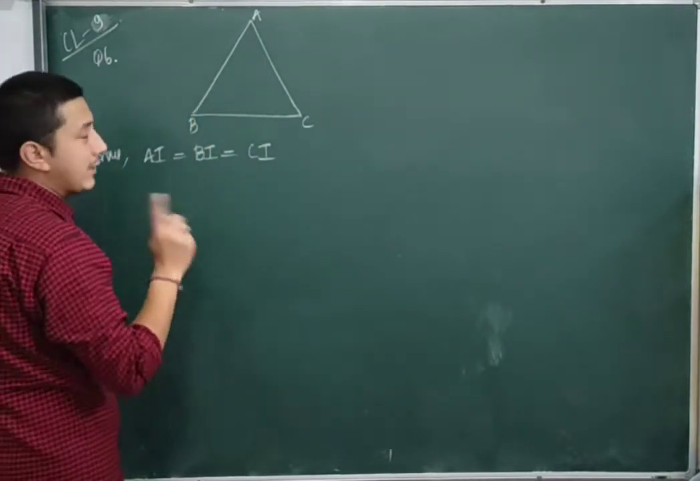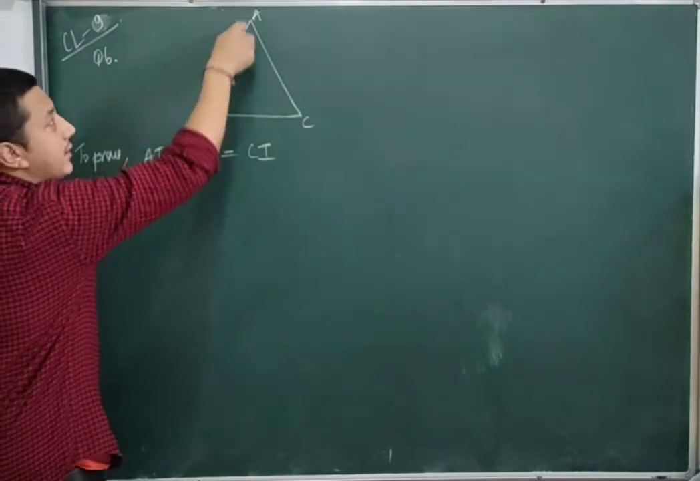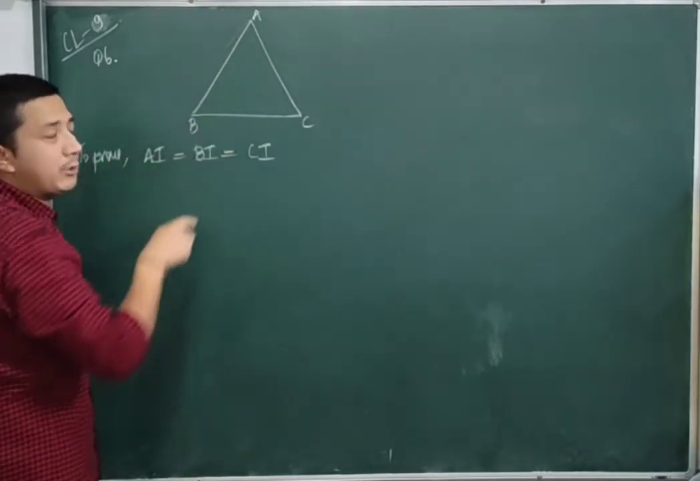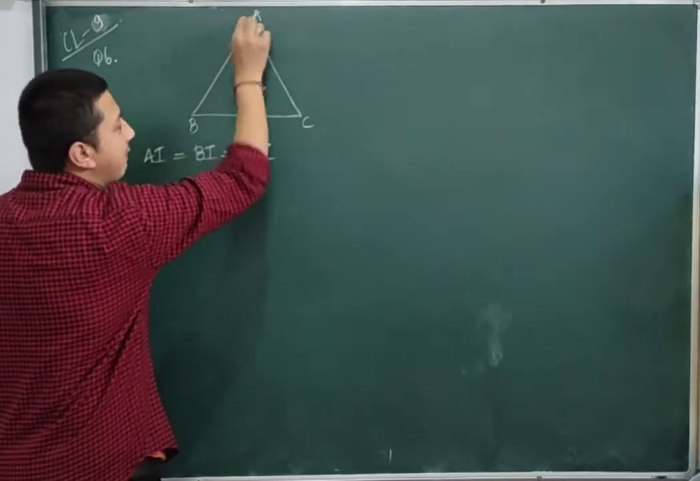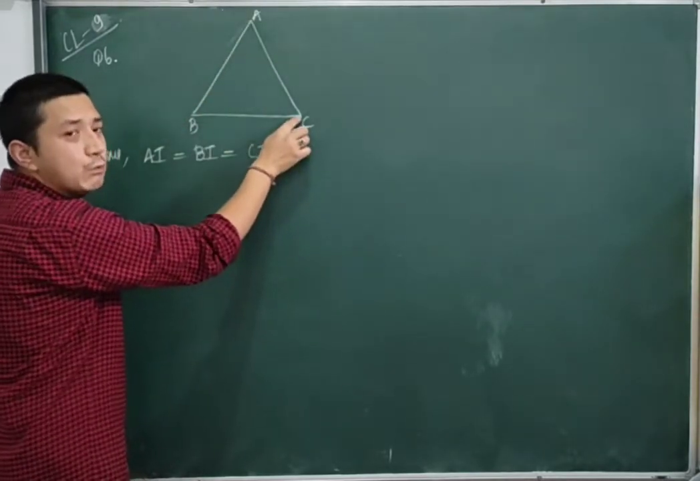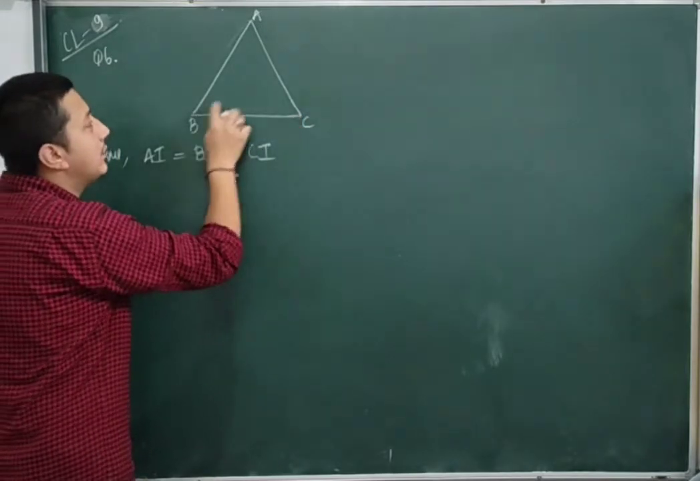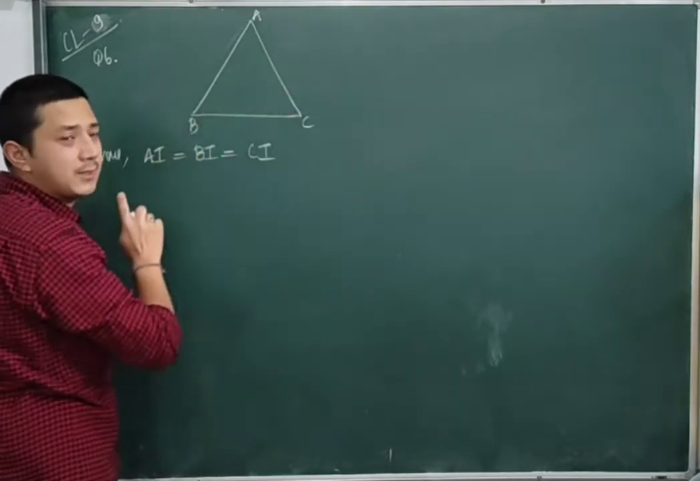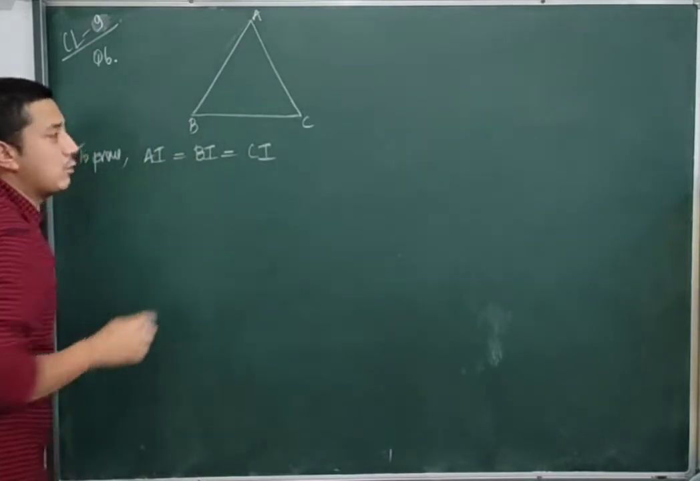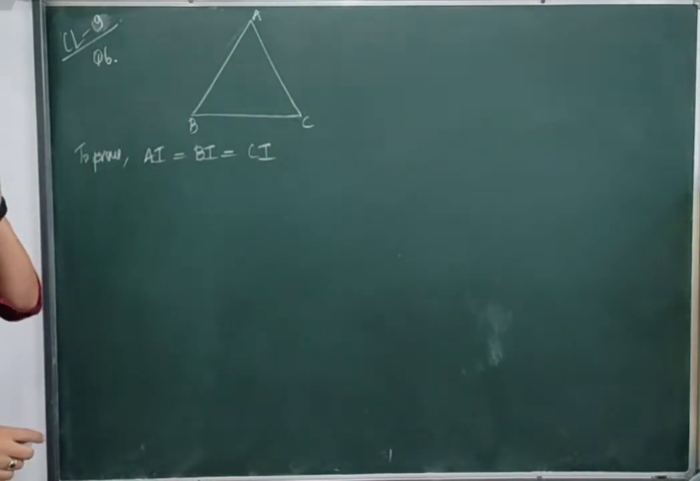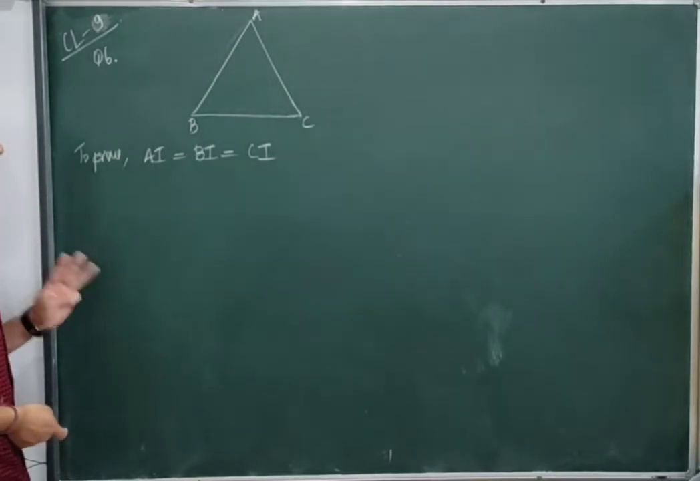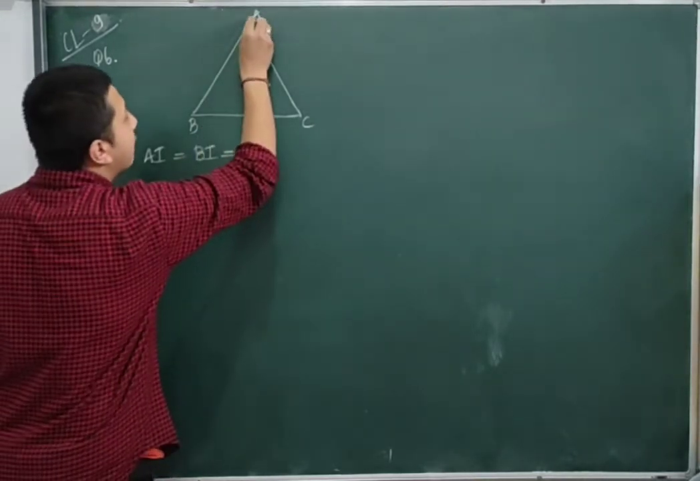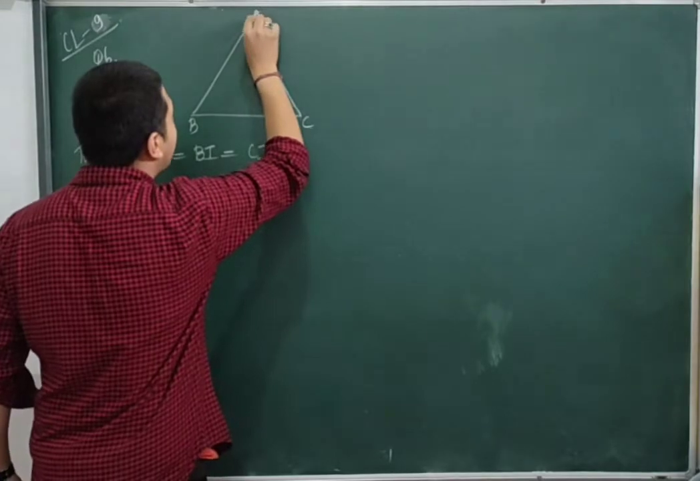Now what is the main significance or main importance of a perpendicular bisector? This perpendicular bisector will divide BC into two parts equally. This will divide AC into two parts equally, and this will divide AB into two parts equally. Okay, so we have to make three perpendicular bisectors. So from A you have to drop a straight line.